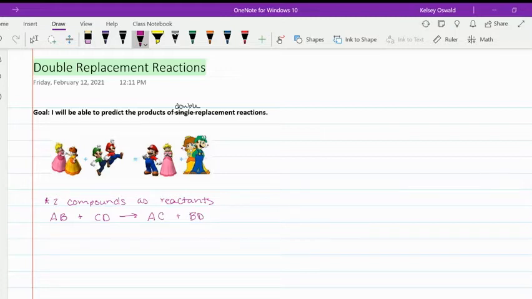When we go to predict our products, our two cations, which will often be our two metals, will switch with one another. So we'll start off with our two compounds as our reactants, and then our two cations, which will typically be our metals, switch with one another. Remember, a cation is going to have a positive charge. Cations are positive. Let's go ahead and look at some examples.